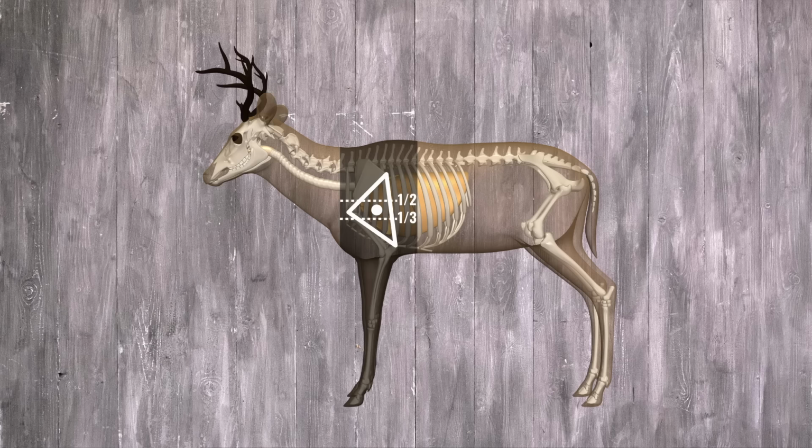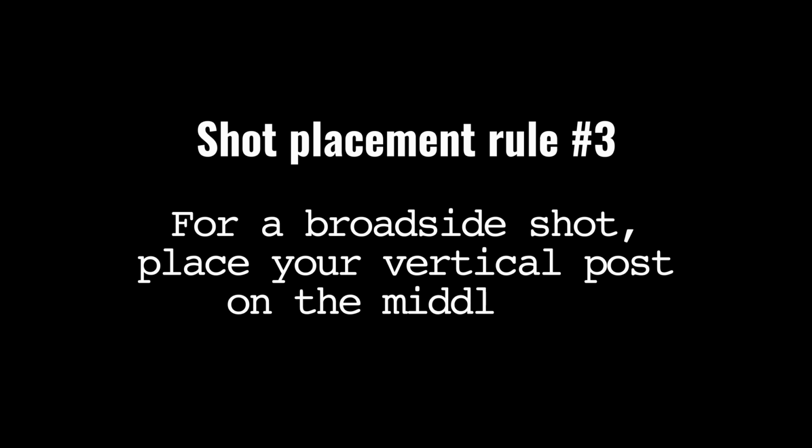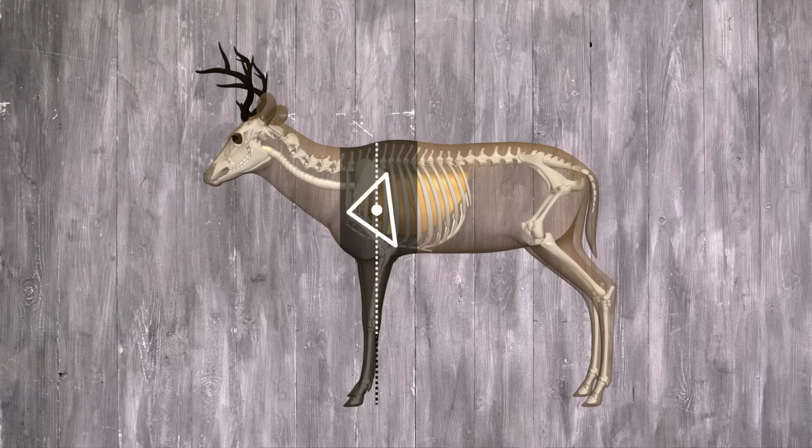As you can see, that corresponds with the center of the triangle. But where should you put your vertical post then? Easy. Follow shot placement rule number 3. And by center, I mean the center of the leg where it meets the body, because the lower part of the leg may reach further forward on a deer, depending on how it stands.